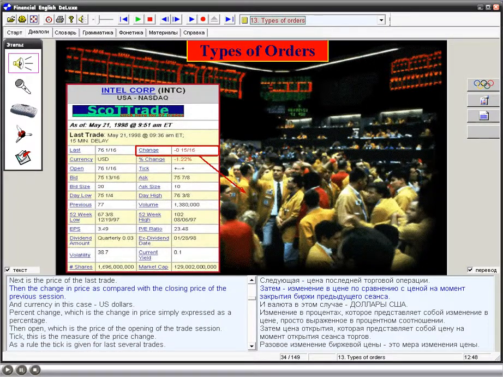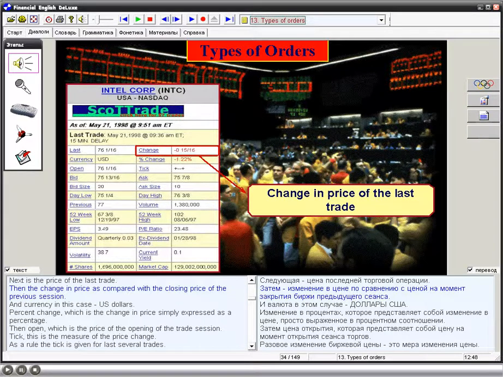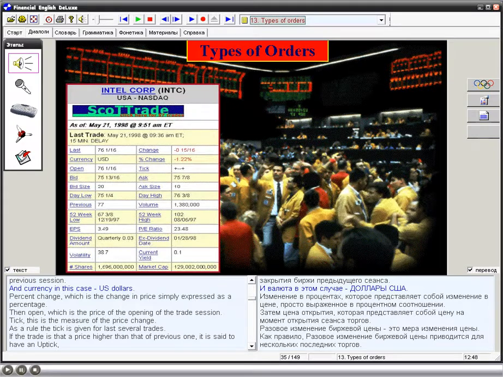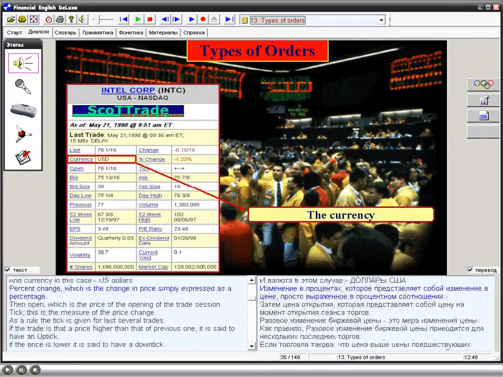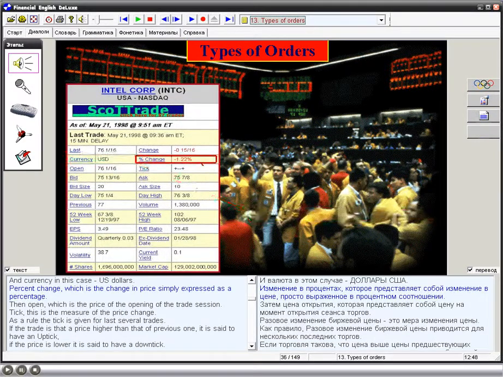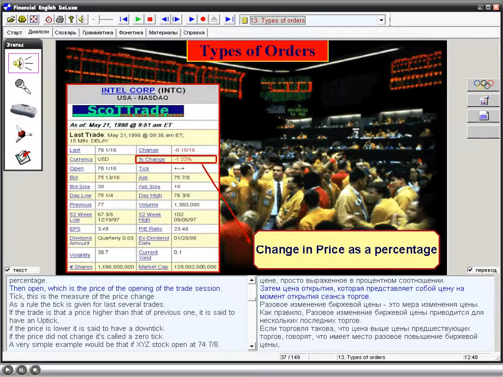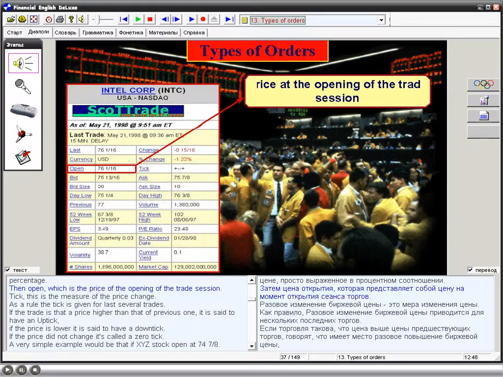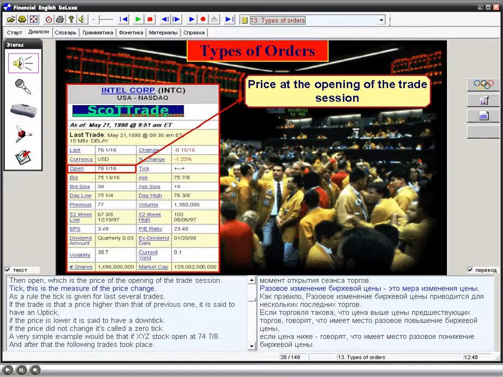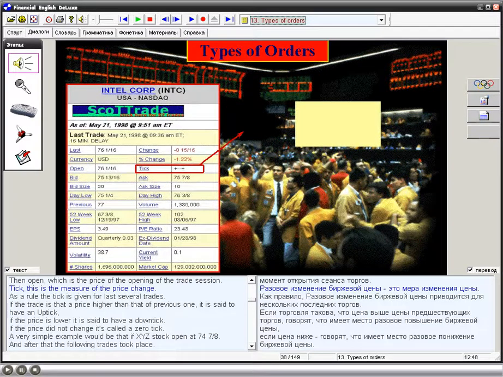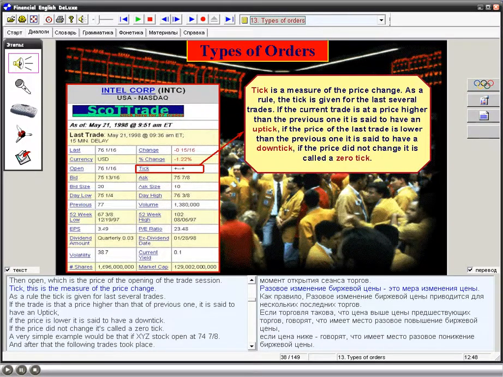Then, the change in price as compared with the closing price of the previous session. Then currency, in this case, US dollars. Percent change, which is the change in price simply expressed as a percentage. Then open, which is the price at the opening of the trade session. Tick, this is the measure of the price change.